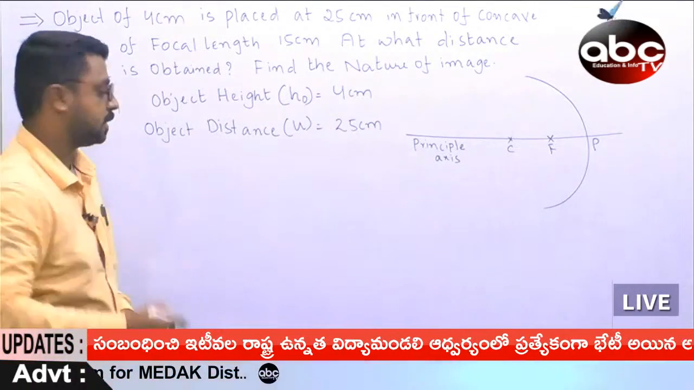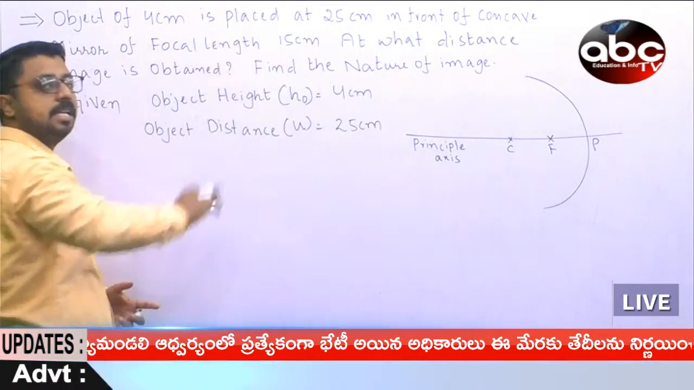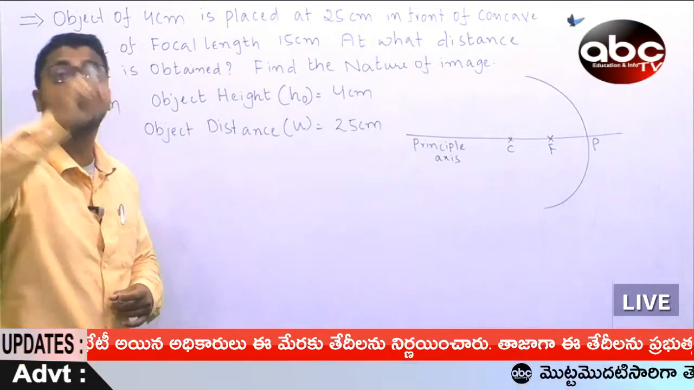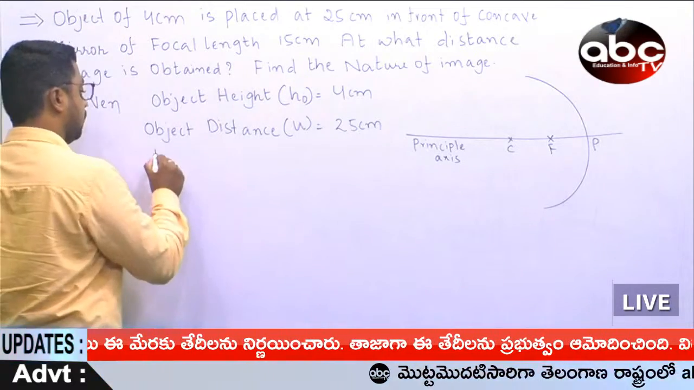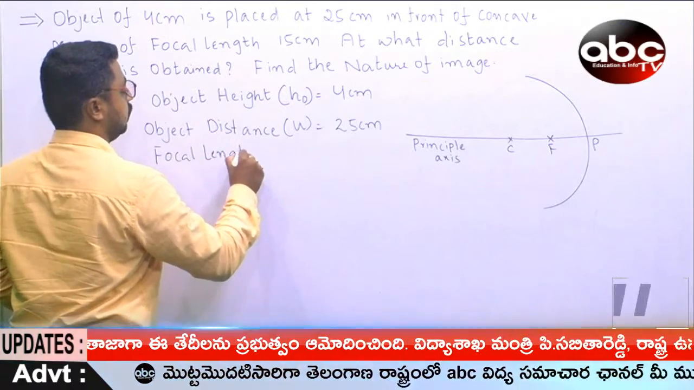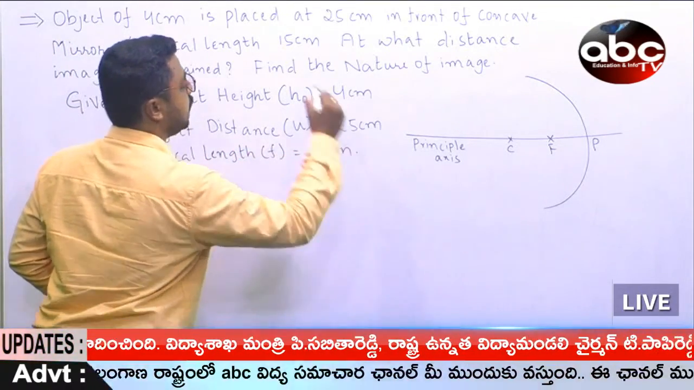Next, the mirror has a focal length of 15 centimeter. That mirror has a nature of focal length. How much is the focal length? That focal length F is equal to 15 centimeter.